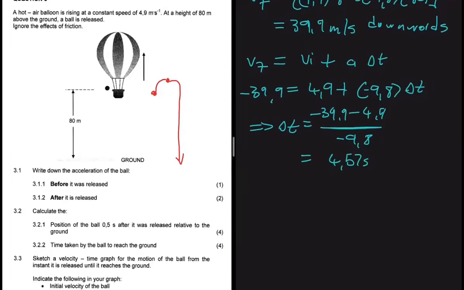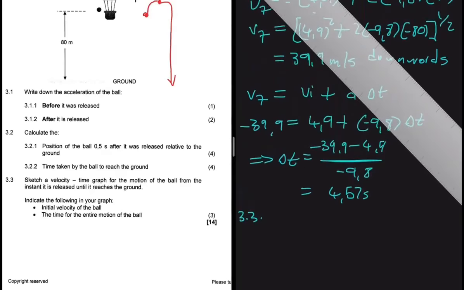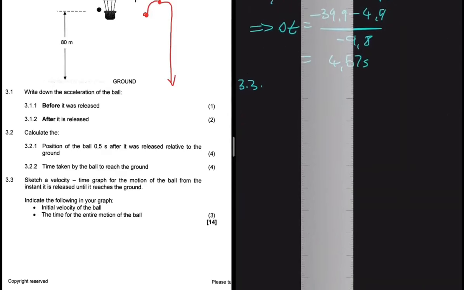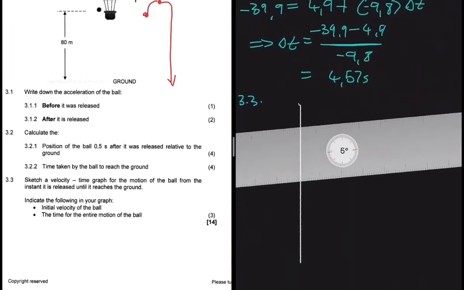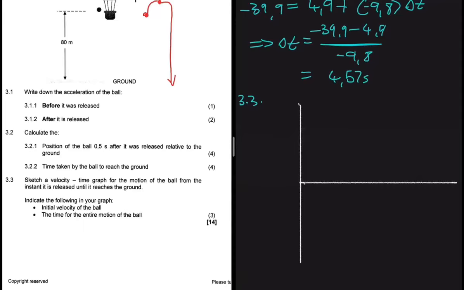Then now moving to 3.2.3. Let's sketch a velocity-time graph for the motion of the ball from the instant it is released until it reaches the ground. So let's go ahead and sketch our axes so that we can have a bit of clarity. So there goes our y-axis, and there goes our x-axis. So now we have something of this manner. Then on the x, we need the time, and on the y, we need velocity in meters per second. We're supposed to indicate the initial velocity of the ball, so let's go ahead and put that. We know that we started at 4.9.